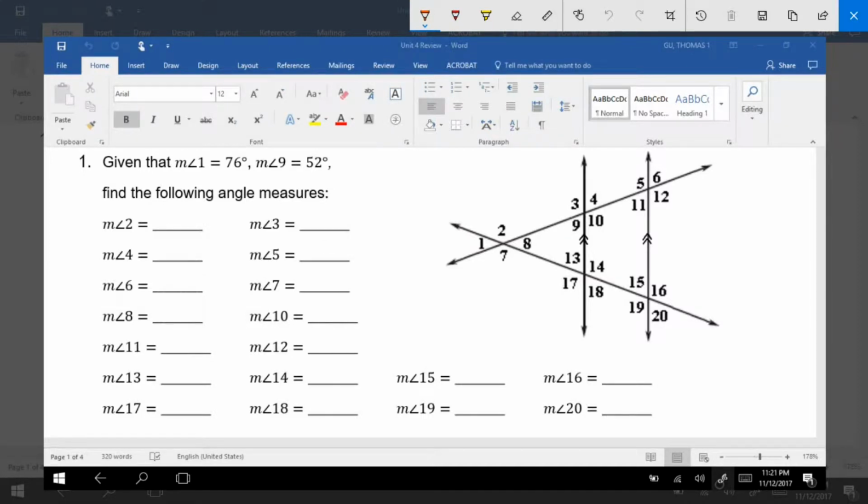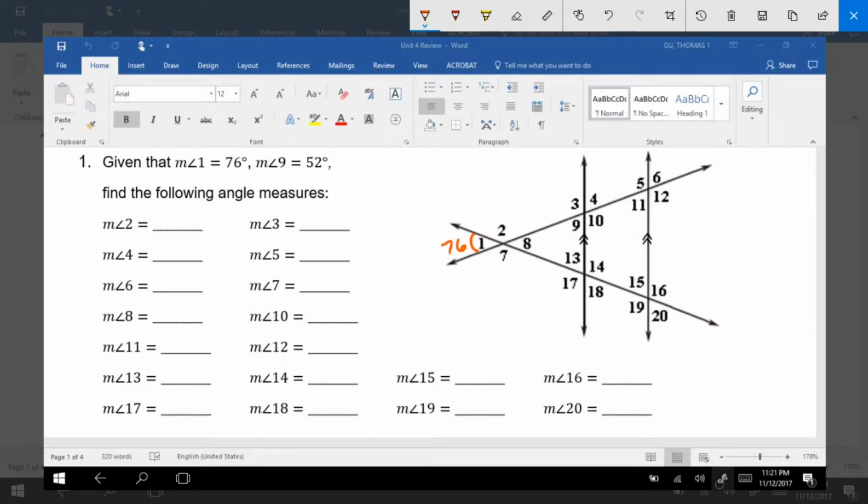So check, look at the foldable. Make sure you know what the definition is or what the angle relationship actually means, because if you don't, it's going to be a struggle. Okay, so I think the easiest way on this one, I'm just going to go ahead and find all the angles, starting with measure of angle 1. They gave me the 76. So I'm going to write that right here, 76.